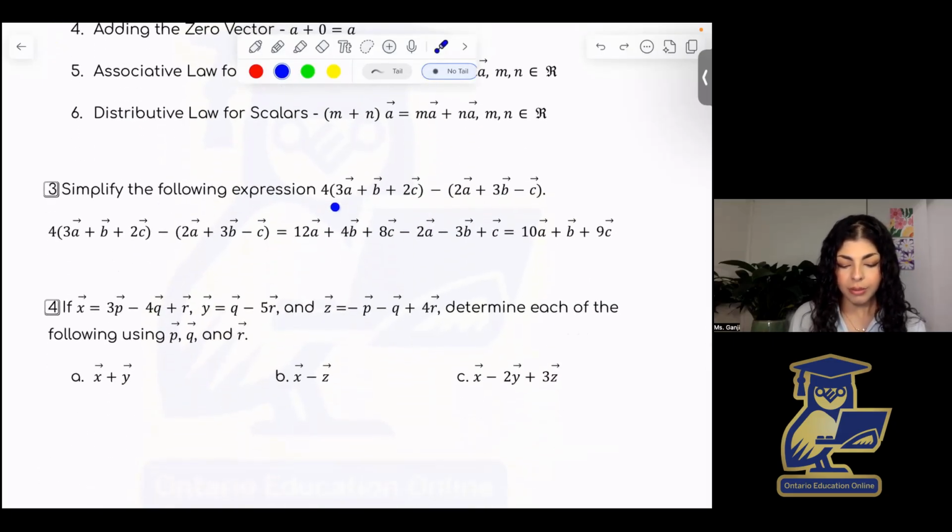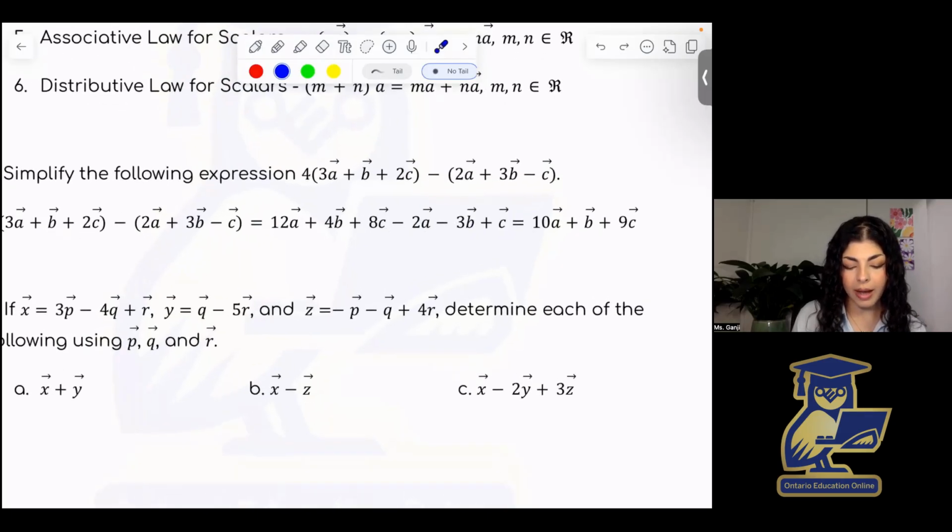So we're asked to simplify this expression. We're going to be using a lot of those different laws here. So first, starting with distributing our scalar into this bracket over here. So here I've just rewritten it, but here we distribute it. So 4 times 3, we have 12a plus 4b plus 8c. And then in this case, we're just distributing the negative. So it becomes negative 2a, negative 3b plus c because it was a negative here.